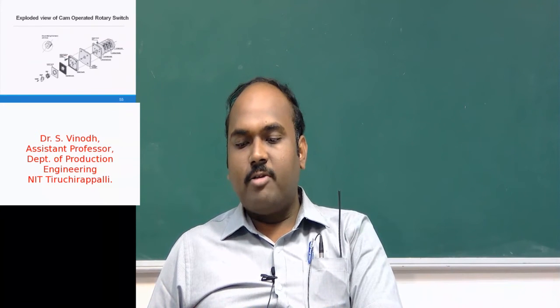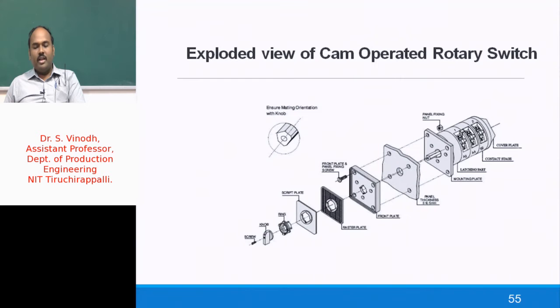This exploded view of the switch can be seen in this slide, where on the left extreme you can see the knob which drives the corresponding knob shaft, which actuates the cam, which makes and breaks the contacts, and the switch performs its intended function. Next we will go through the disassembly task as well as the reassembly of this cam operated rotary switch. Thank you.